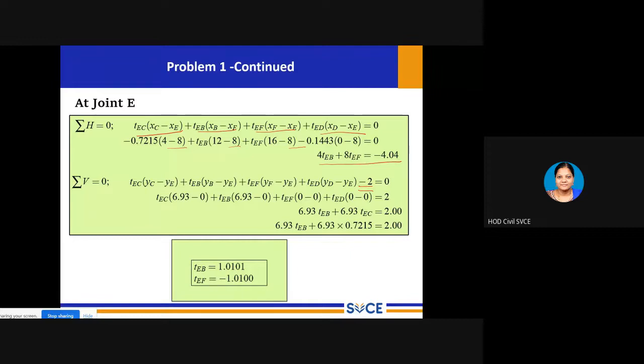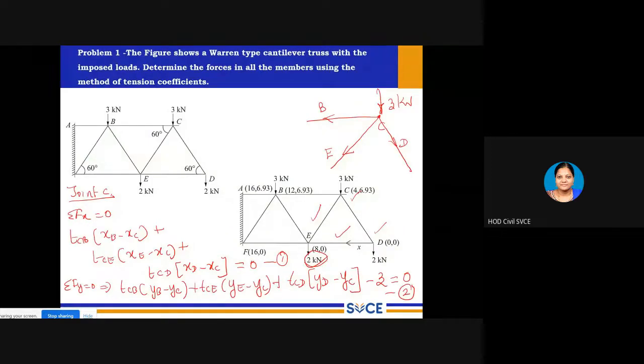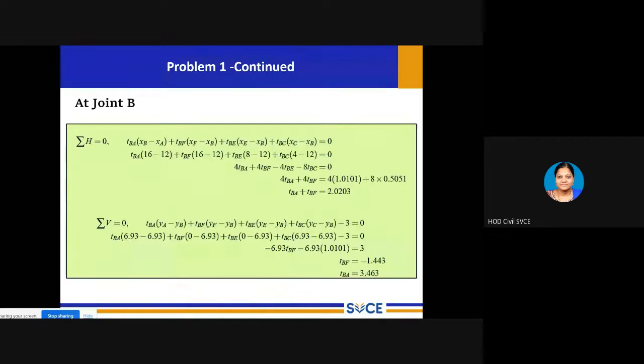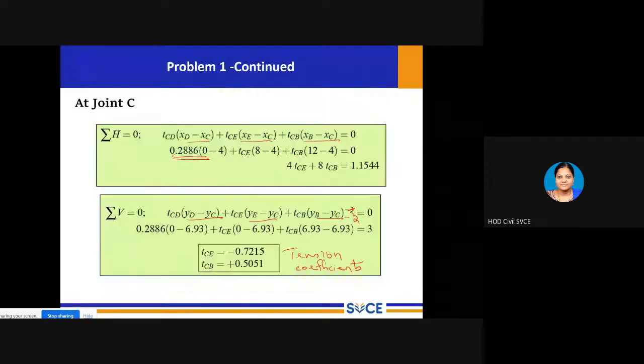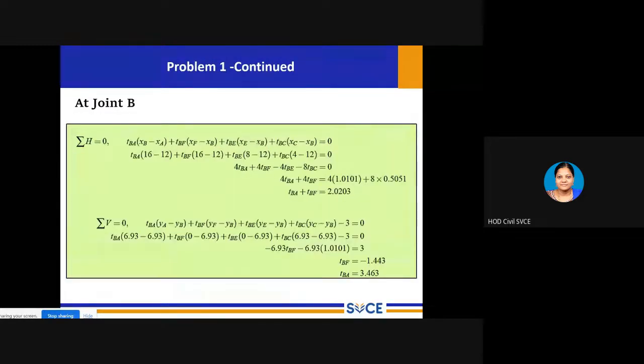So similarly, we have to proceed with the next joint also. First we have taken joint C, then we have moved to joint E, then we can take joint B. Again, how many members are there in joint B? Same four members: BA, you have BC, you have BF, and you have BE. Some member forces are already known in this also, so you can consider the remaining things and apply the equations of equilibrium and get it.